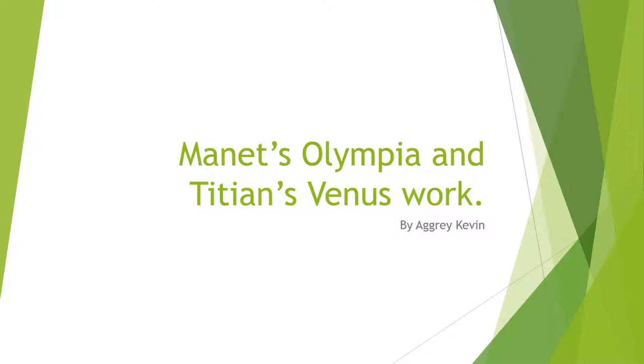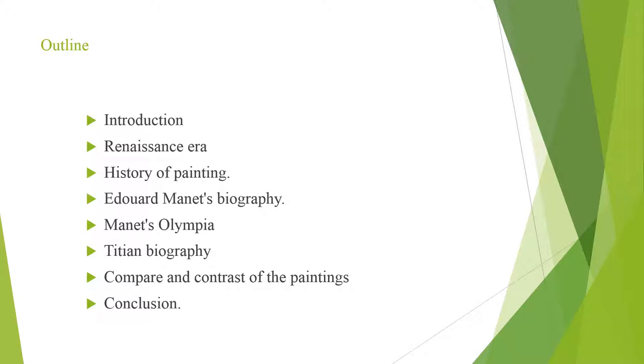I'm going to talk about comparing two paintings: Manet's Olympia and Titian's Venus of Urbino. In my outline, I'll be talking about the introduction. I'll also talk about the Renaissance era, Edward Manet's biography, Manet's Olympia, then Titian's biography, and a comparison and contrast of the two paintings, and finally I'll do a conclusion.